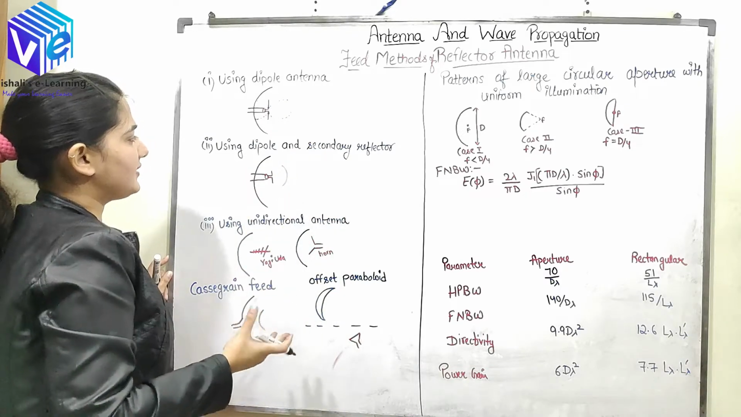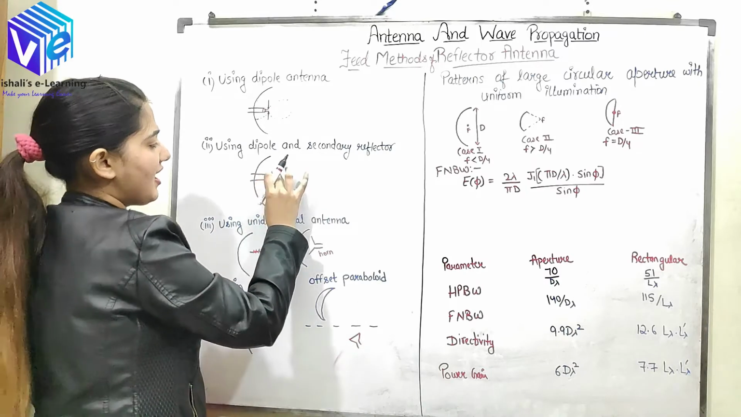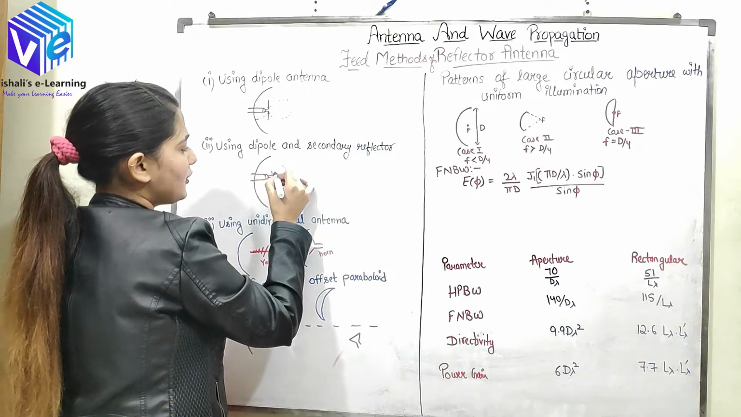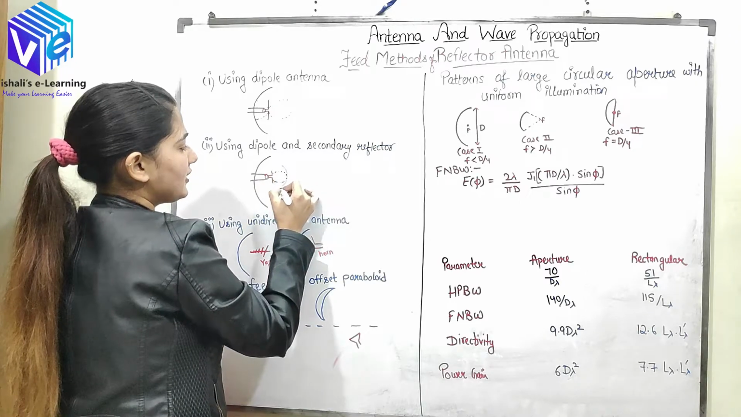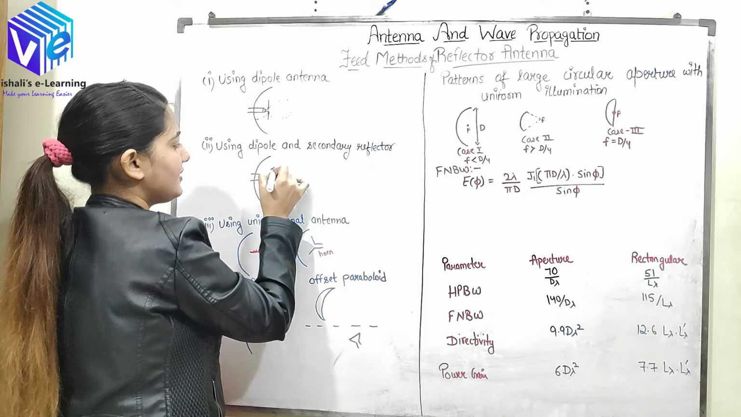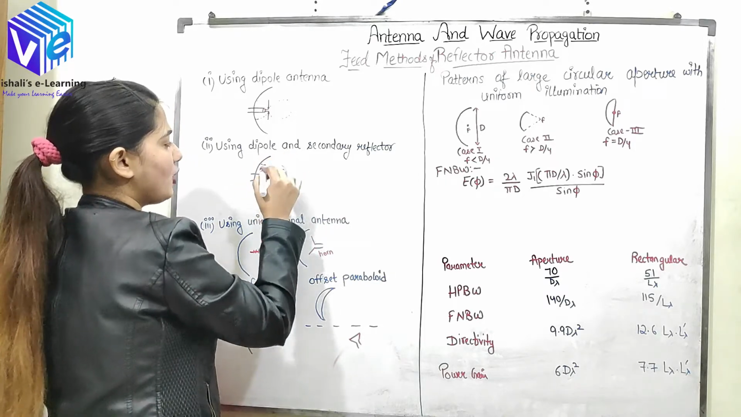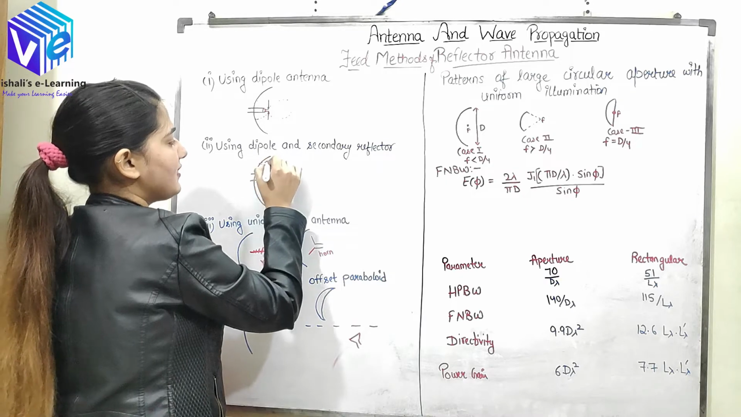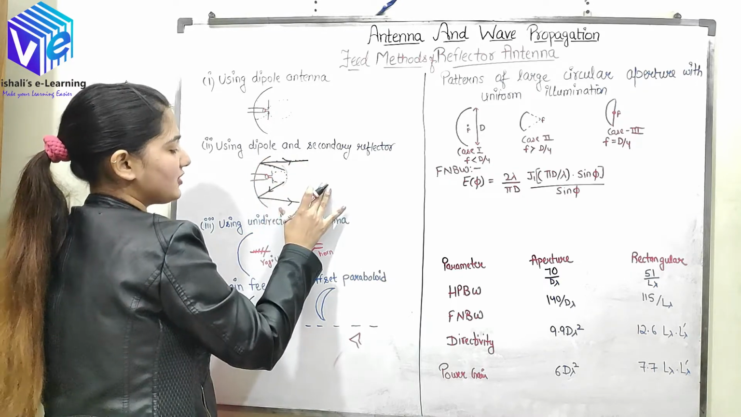Now the second method is using a dipole and a secondary reflector. So here I have my dipole. The dipole produces radiations. These radiations would encounter another parabolic reflector, and this parabolic reflector reflects the waves which encounter the main parabolic reflector, which then reflects the wave, and the waves come in this direction.